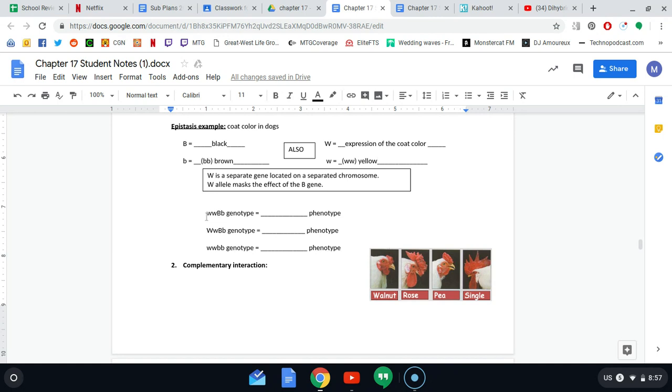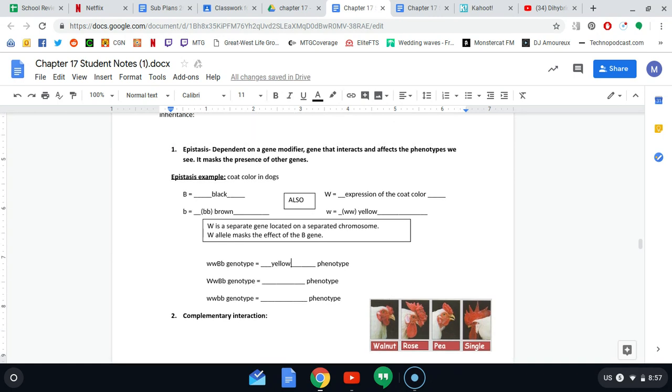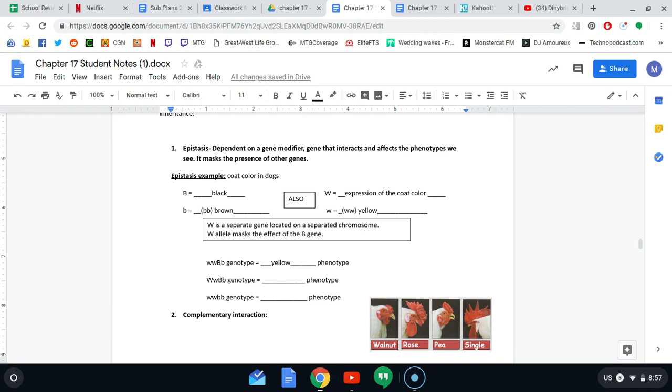However, I also have to take into account that I have W's. W's mask the effect of B's, meaning if I have 2 little w's, which I do here, it trumps anything that the B's were doing. Little w's take control. So I have to tell you that the phenotype of this dog is going to be yellow. And that is because, as our epistatic definition says, it interacts and affects the phenotypes we see. It masks the presence of other genes. So this W hides these B's. It doesn't allow the B's to be present.